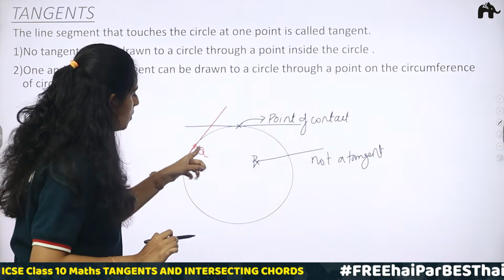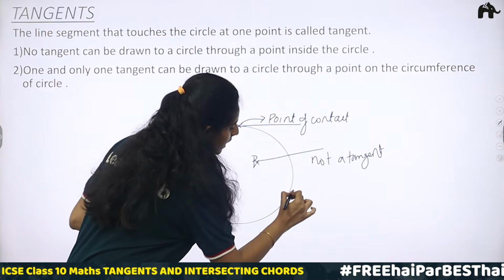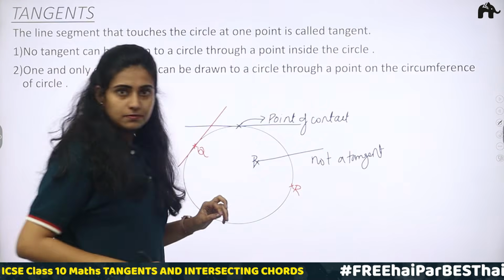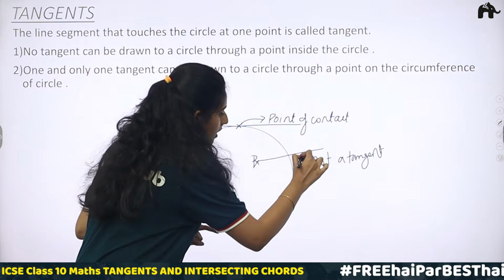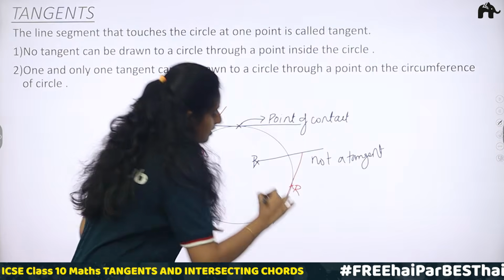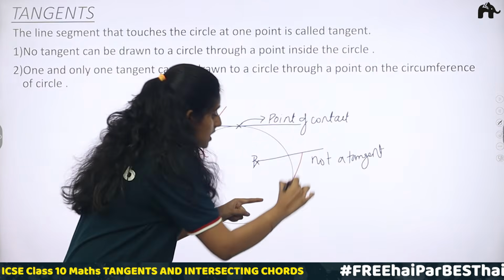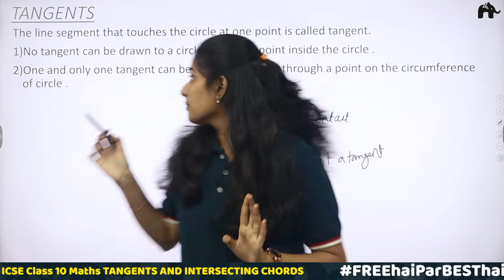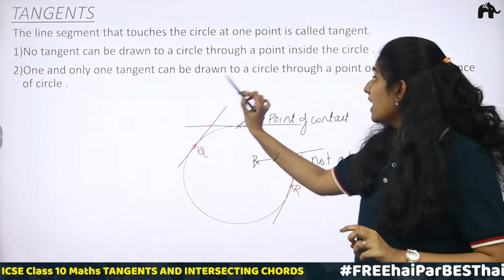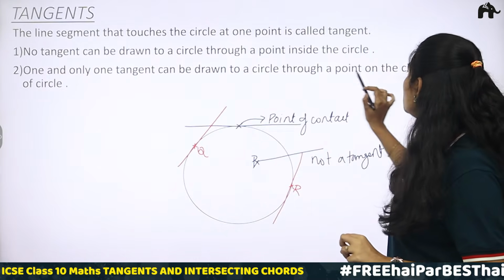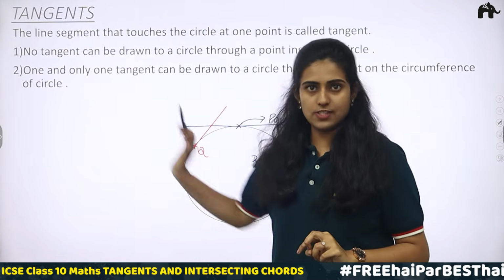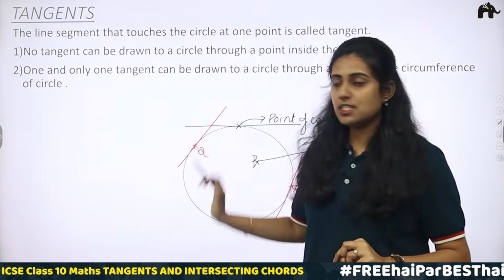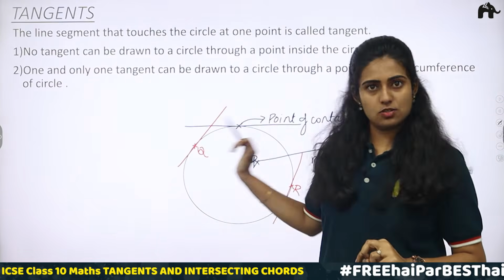Here I have taken a point Q. Now if I am taking another point R here, again same thing. I can draw only one line that passes through this point R which lies on the circle. So the statement is one and only one tangent can be drawn to a circle through a point on the circumference of circle. If you consider any one point, only one tangent you can draw.